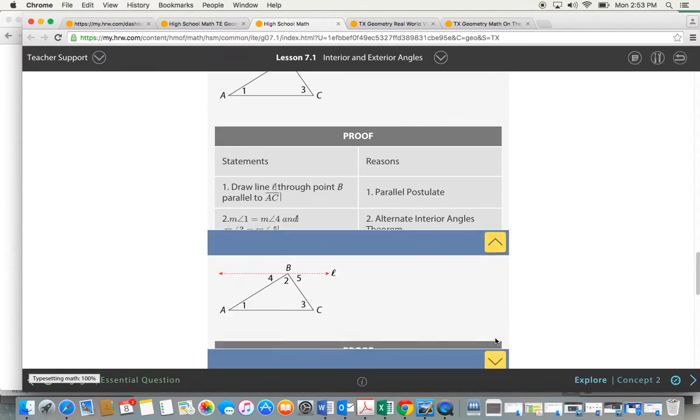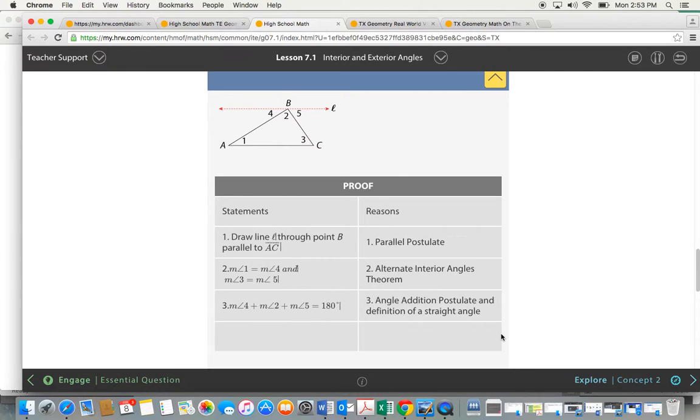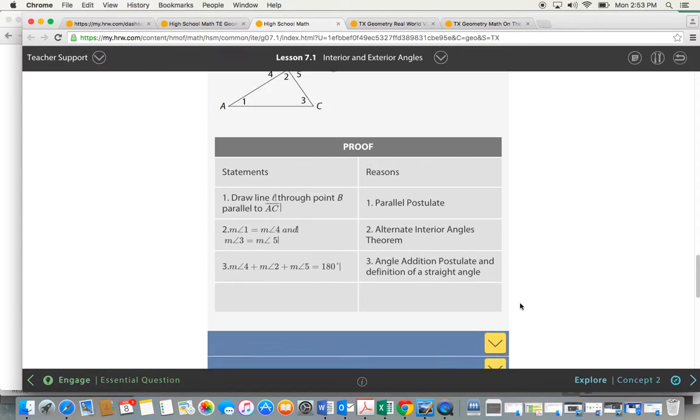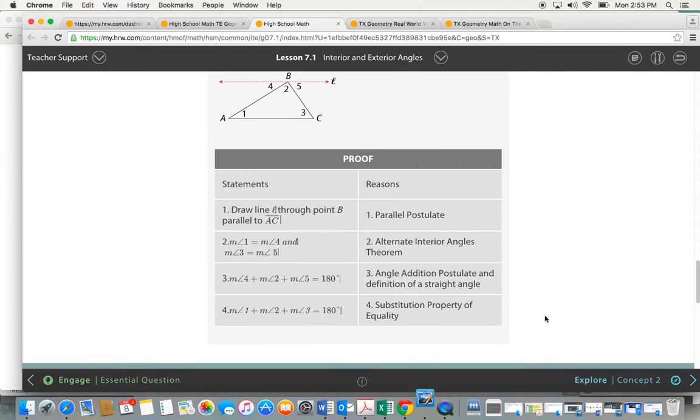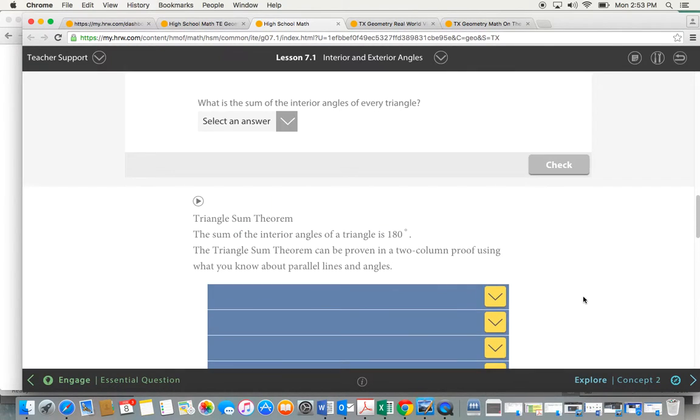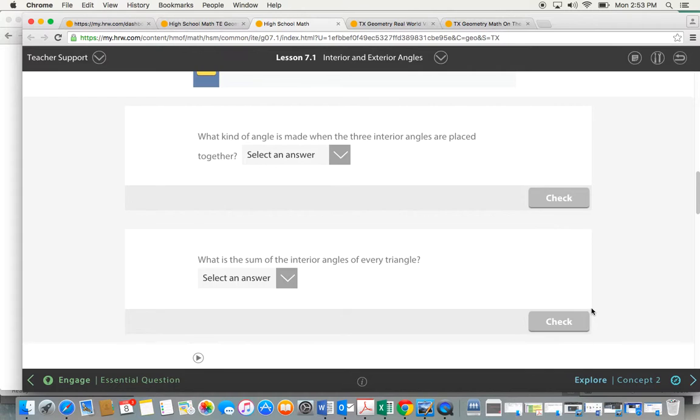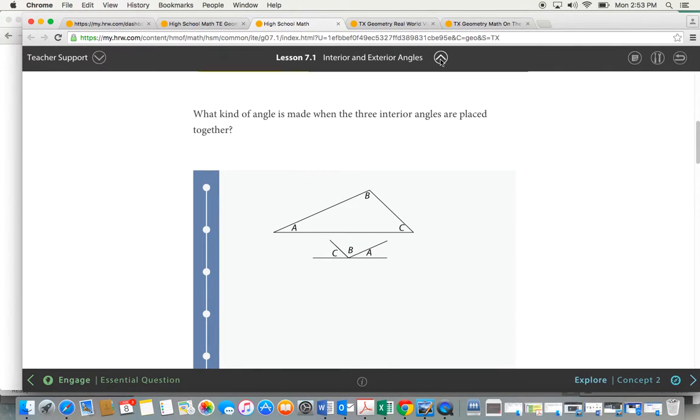Keep clicking to work your way through the proof. And remember to pause to allow students to anticipate the answer and to volunteer what they believe goes in the next box. So this is a great way to prove the triangle sum theorem with students.